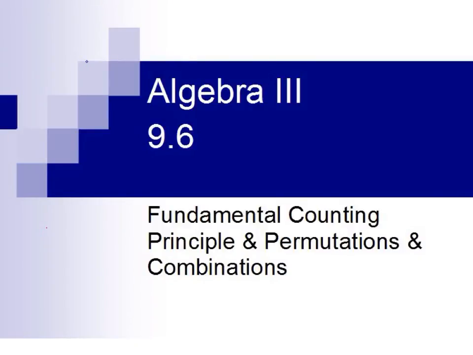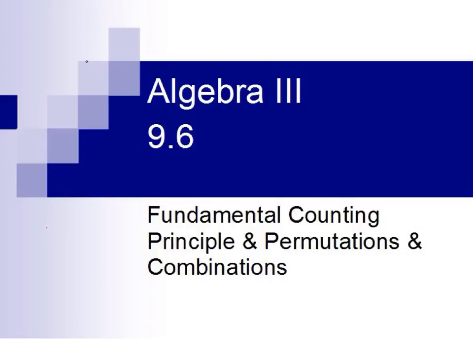This is a lesson for Algebra 3 out of the pre-calculus book on 9.6 on the fundamental counting principle and permutations and combinations. Now, all three of these, the fundamental counting principle, permutations, and combinations, are all ways to find out the number of ways you can do something.